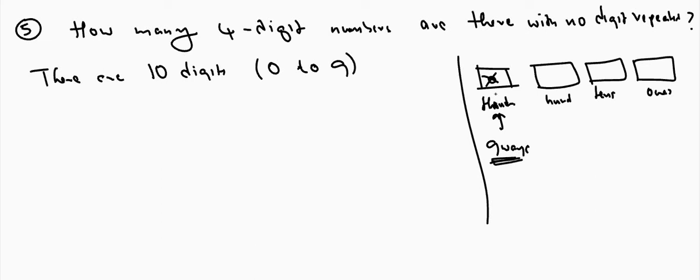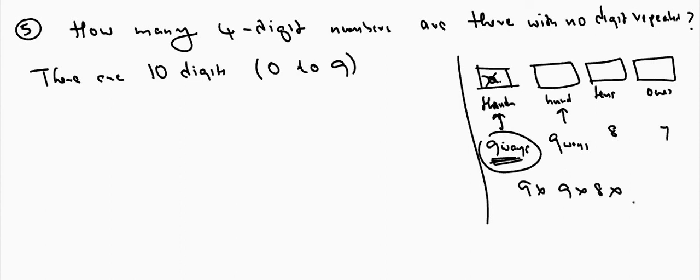There are 9 ways of filling the thousands place, and the hundreds place can be filled using any of the remaining digits; here 0 can be used. One of the digits will take the thousands place, then there will be 9 digits remaining, including 0. So the hundreds place can be filled in 9 ways, then here 8 ways, and this is 7 ways. The total number of ways is 9 into 9 into 8 into 7. This is by the fundamental principle of counting.